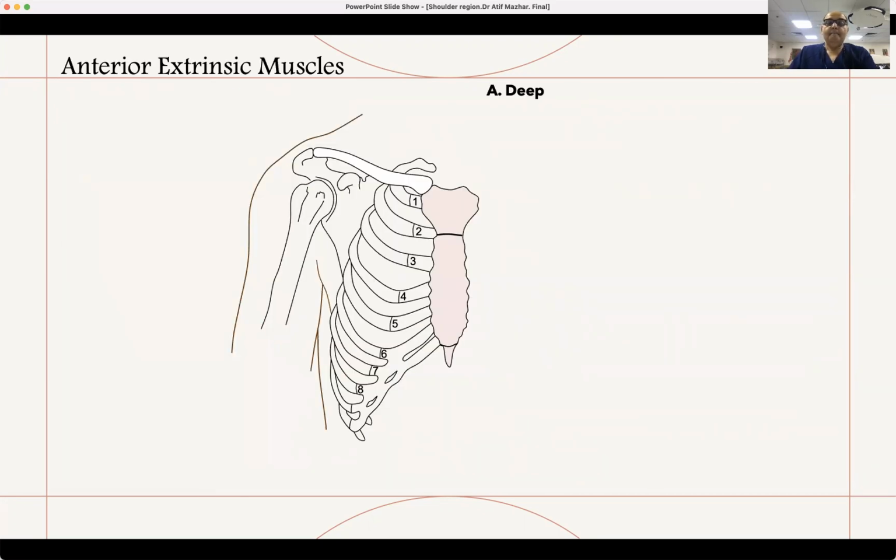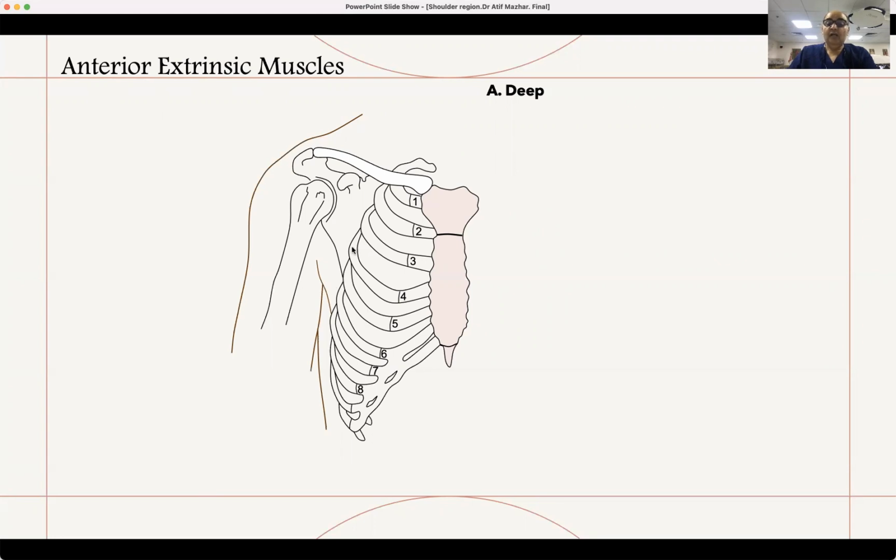Now, we have talked about those muscles which connect my upper limb with the vertebral column, but we have only talked about the extrinsic layer. We have not talked about the intrinsic layer. But right now I have moved to the anterior chest wall, and there I like to go over the anterior extrinsic muscles. So those muscles which connect my upper limb with my anterior chest wall. And I will start from the deep and come to the superficial part.